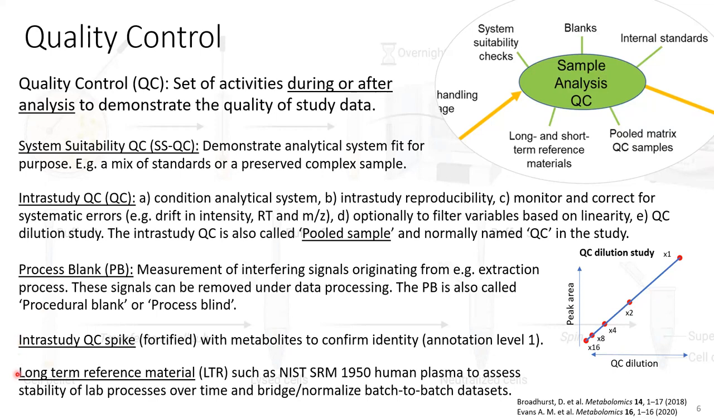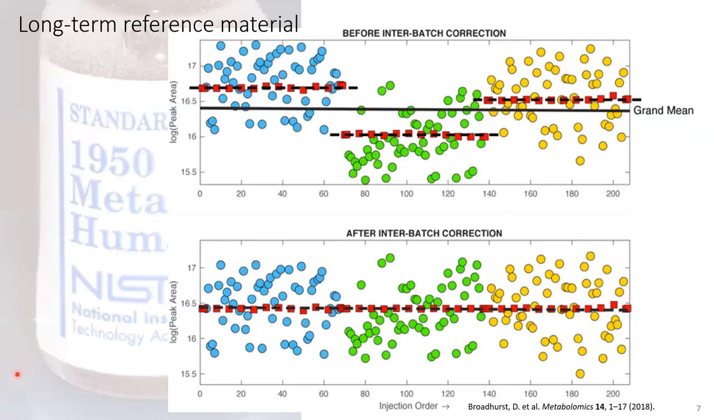And then we have long-term reference materials. If you want to normalize across batches or bridge data sets, then it's a very good idea. And there's an example here where this long-term reference material has been injected every year, all the red injections here. And this is for a single metabolite, you would say. And this is the second batch where it's the same sample that's injected, and the third one. And then you can simply normalize this data and use all of the data in a study.